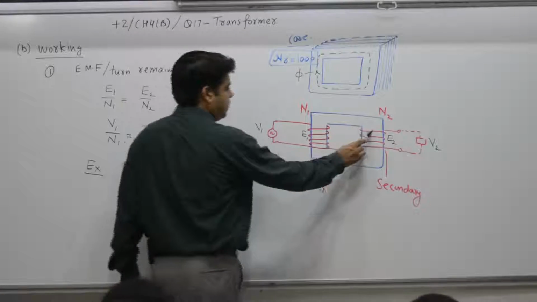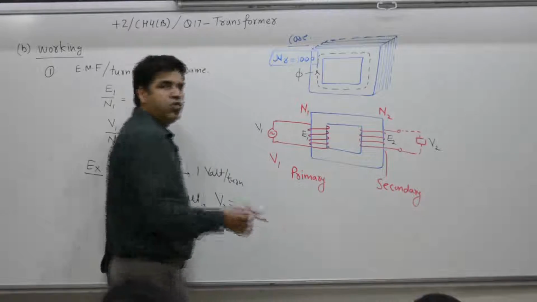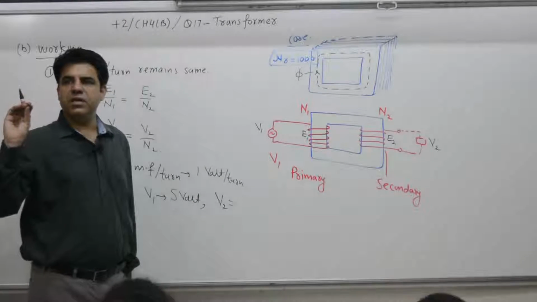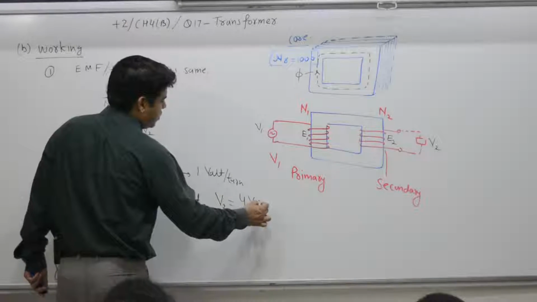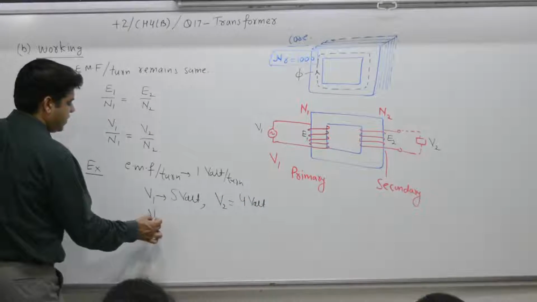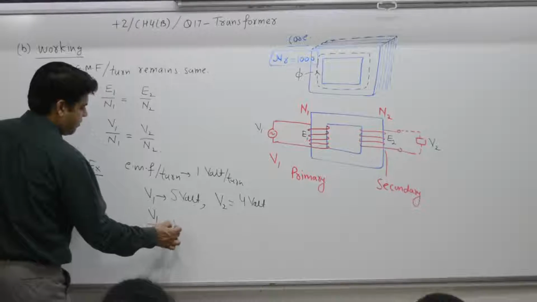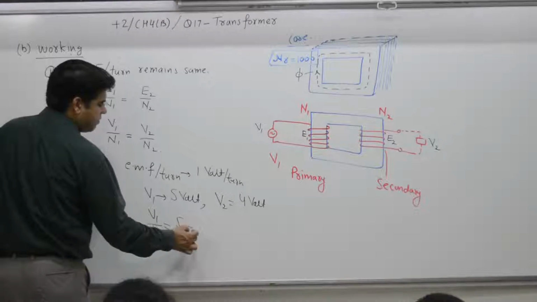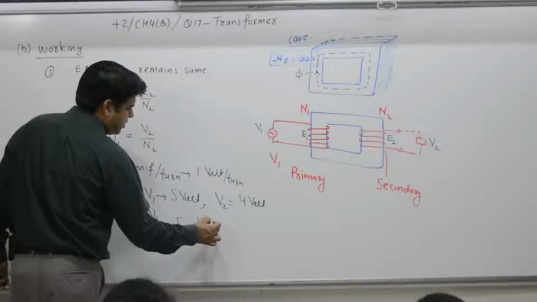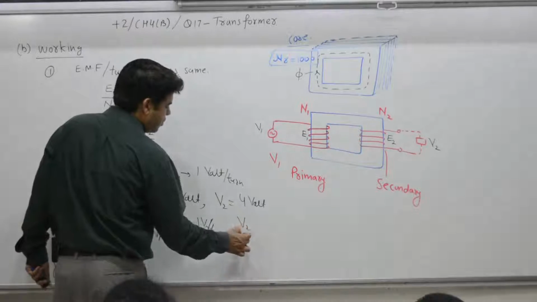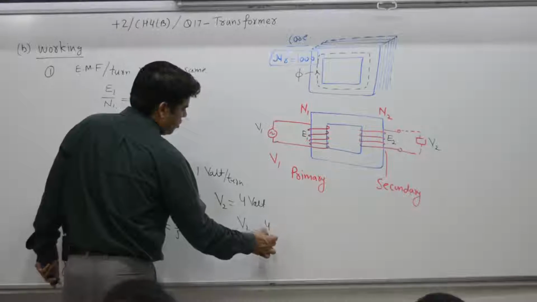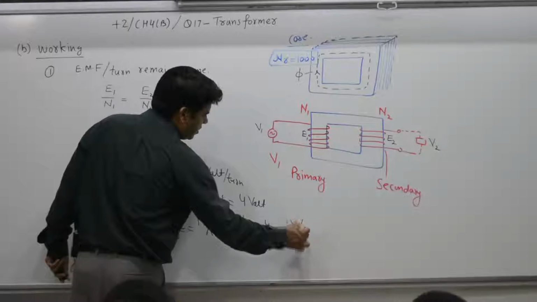Yes, 1, 2, 3, 4. 4 turns are there. What is the voltage per turn? 1 volt. 4 turns are there, it is 4 volt. V1 by N1, 5 by 5, is 1 volt per turn. V2 by N2 is 4 by 4, is 1 volt per turn.